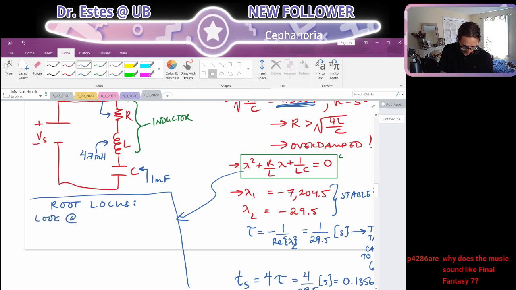So our goal is to look at how roots change with the parameter R.